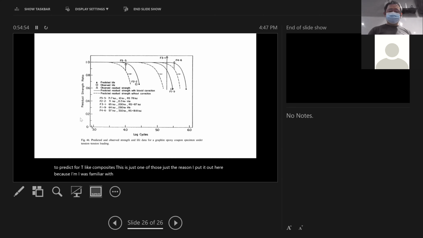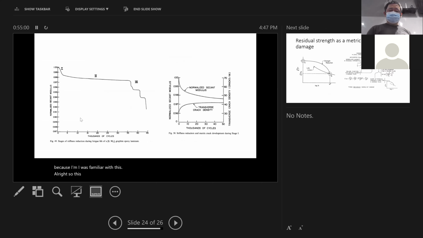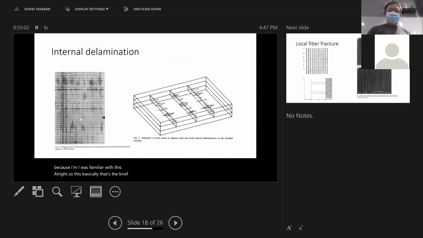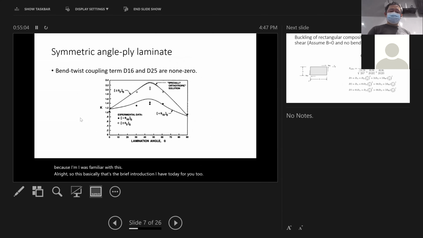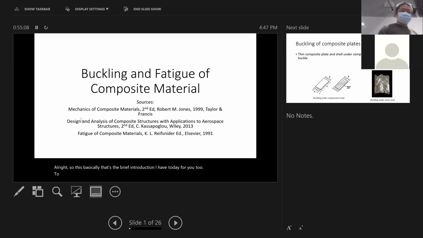All right, so that's the brief introduction I have for you today. Again, there are these resources. If your research involves these subjects, you're highly recommended to go to the sources. Very comprehensive resources are those three books.